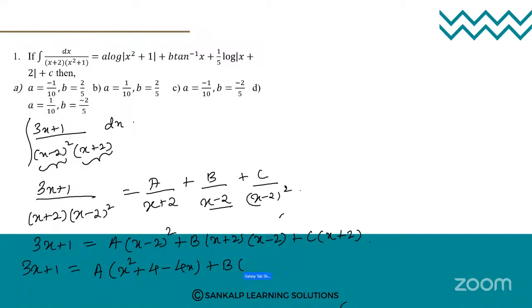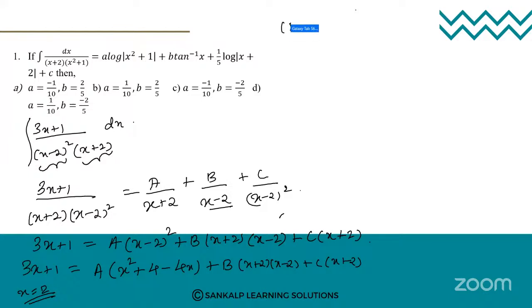Okay, so this is a(x plus 2)... b(x minus 2)(x plus 2) plus c(x plus 2). So one method is once you take x as 2, once you take x as minus 2. That method can be done. Or we can do it directly by comparing the coefficients. What I can do here is, once you take x as 2.